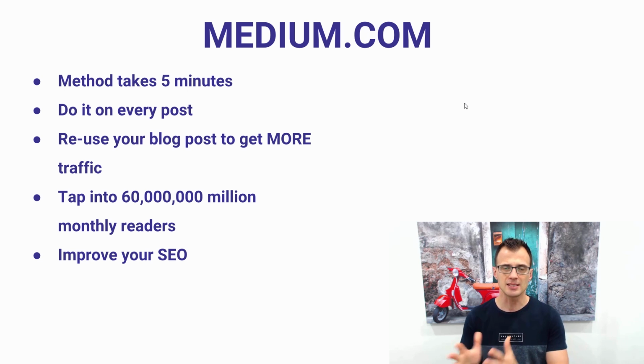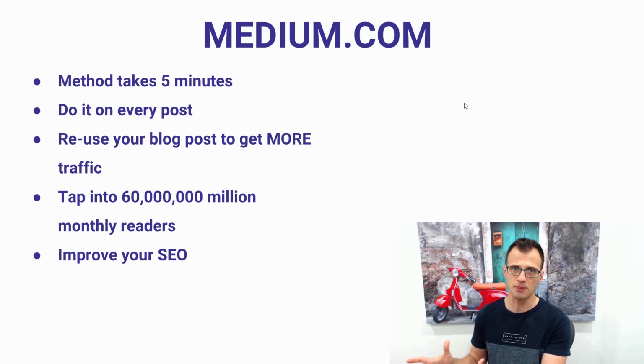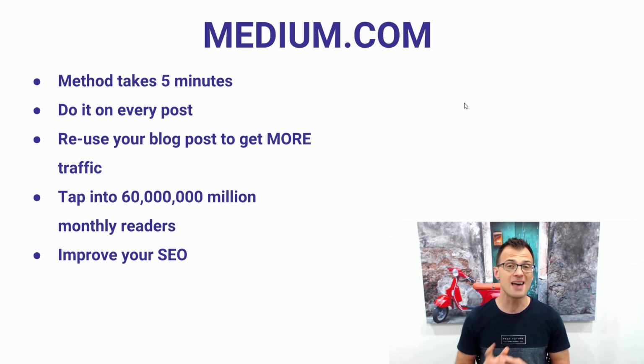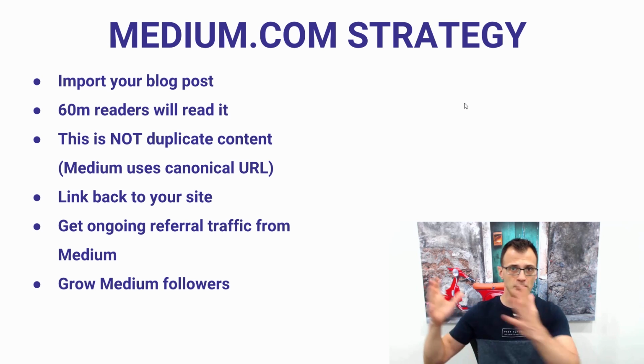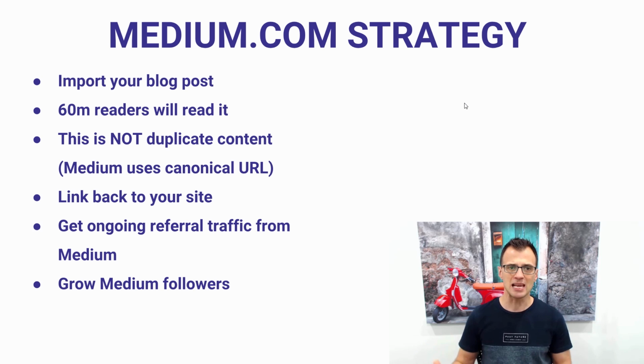You can simply take an existing blog post that you have already published and use it on Medium. That will let you tap into over 60 million monthly readers on medium.com and also improve your blog's SEO. So how do you actually do this? Well, all you need to do, and I will show you step by step in just a second, is import your blog post into Medium. Then after you have imported your blog post, over 60 million readers on Medium will be able to discover your blog post, and they will be able to start reading your blog post and clicking the links in it.